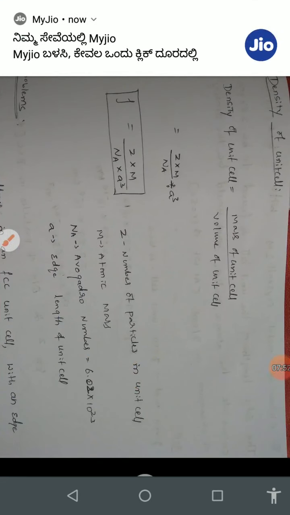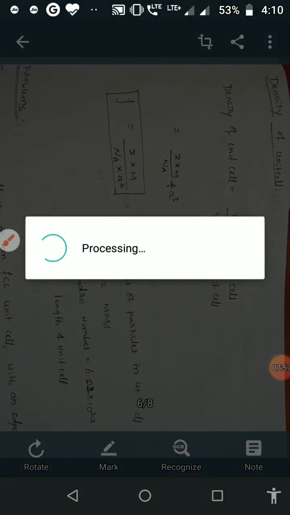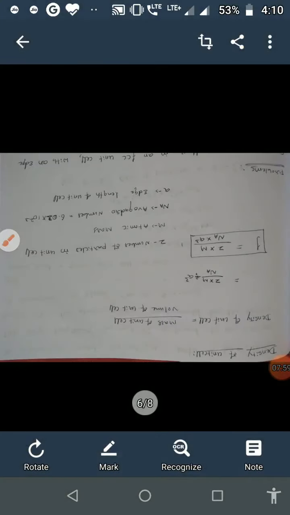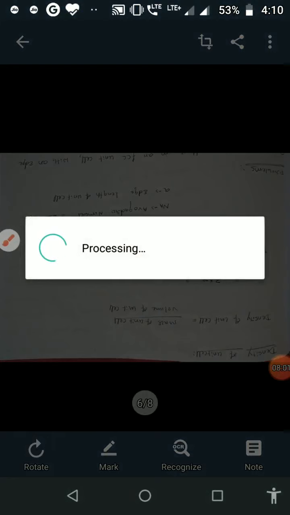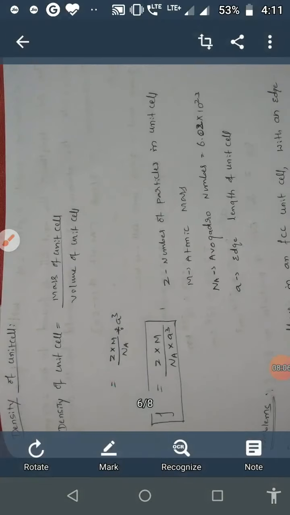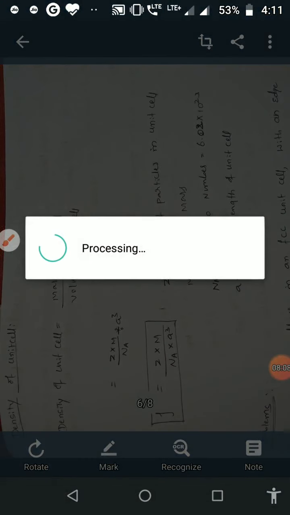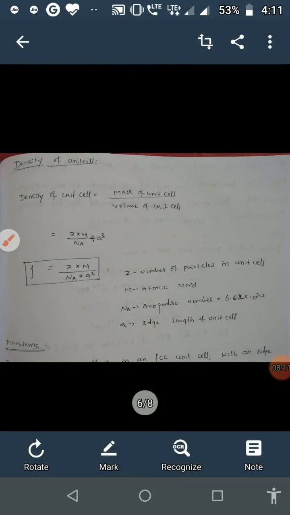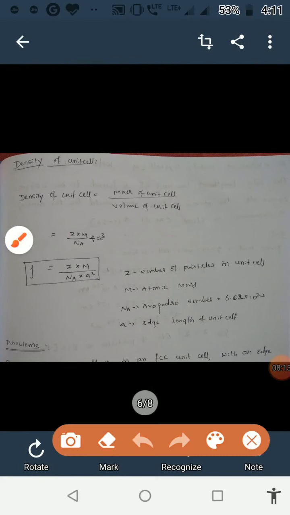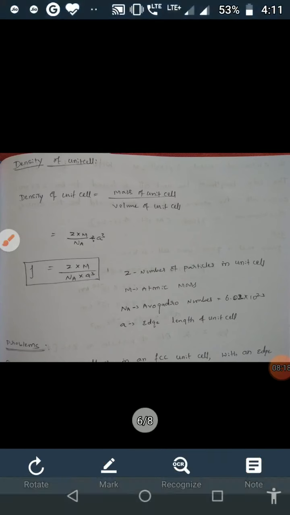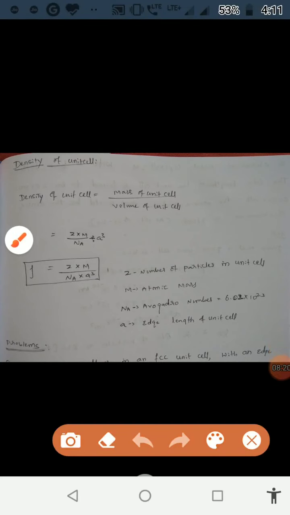Next, we shall move on to the density of the unit cell. The density of the unit cell can be calculated by using the formula. The general definition for density is mass per unit volume. Here we are calculating the density of the unit cell. Therefore, it is mass of unit cell divided by volume of the unit cell.